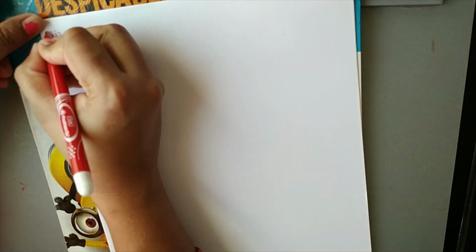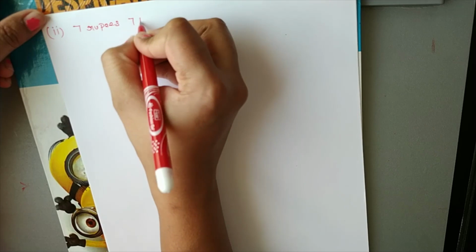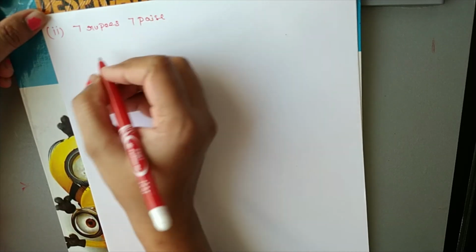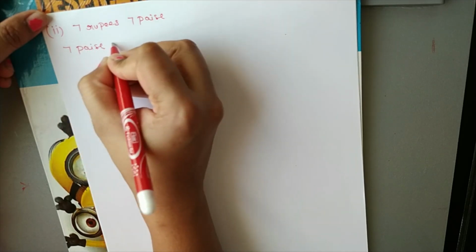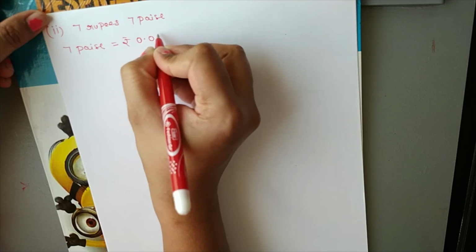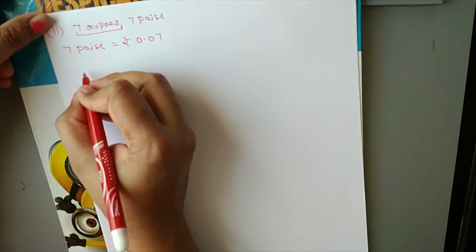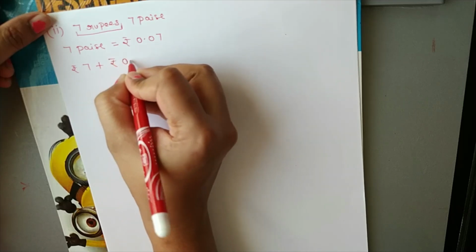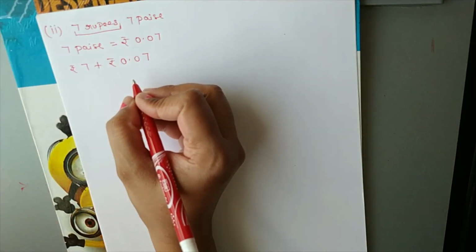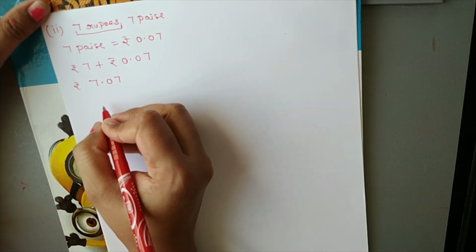Now next question, second one, 7 rupees and 7 paise. We know that 7 paise is equal to what? So 7 paise is equal to 0.07 rupees. Okay, then here 7 rupees is already there, so we have to add these two. So rupees 7 plus rupees 0.07. Okay, so it will be 7.07 rupees.